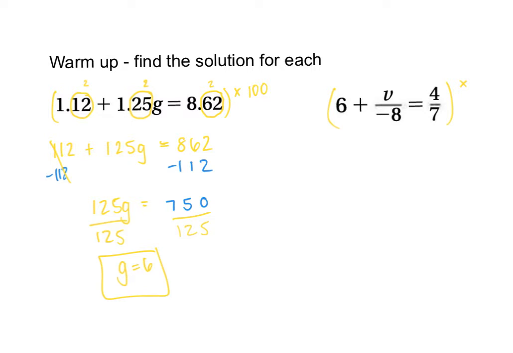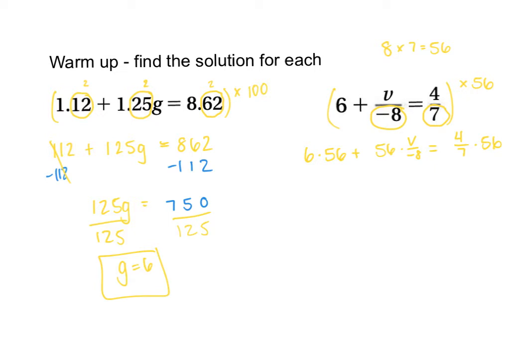Okay? And for the other one, we have to figure out what to multiply by. Remember, we want to get something that will cancel with the 8 and with the 7. So what I normally do is 8 times 7, which is 56. So I multiply by 56. And what I get here is 6 times 56 plus 56 times v over negative 8 equals 4 over 7 times 56.